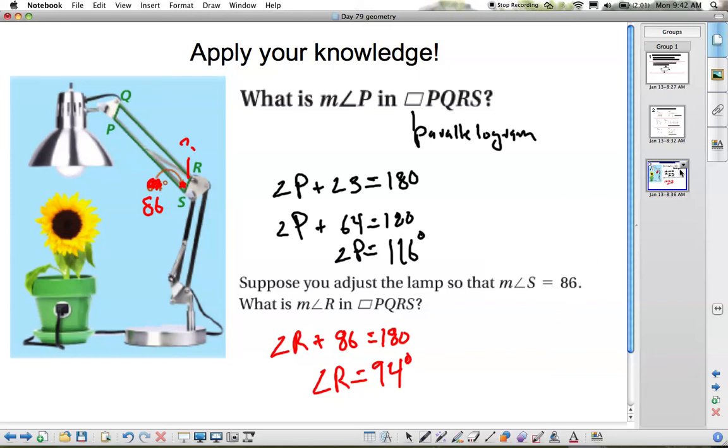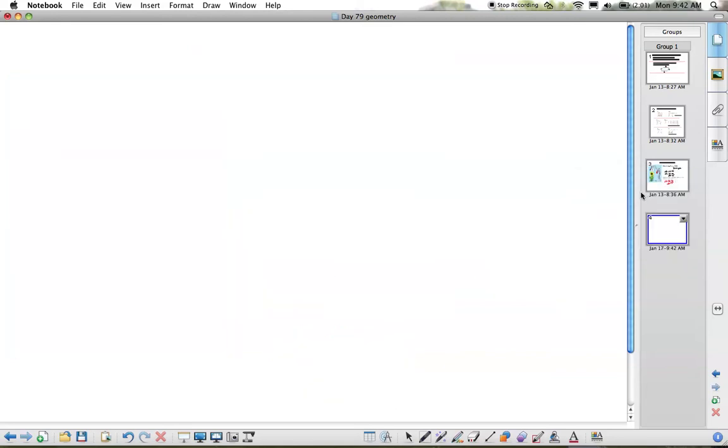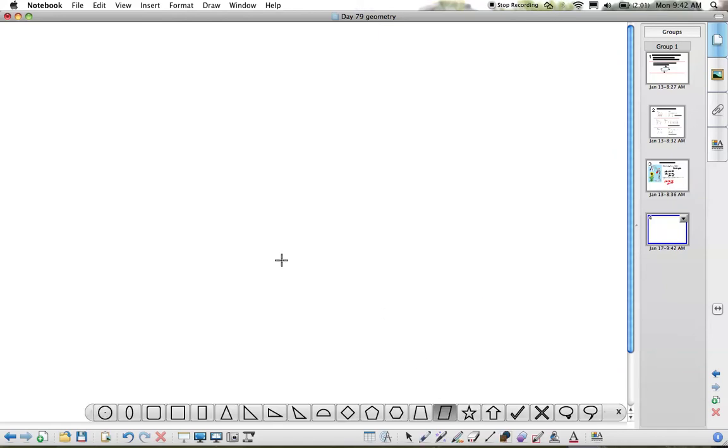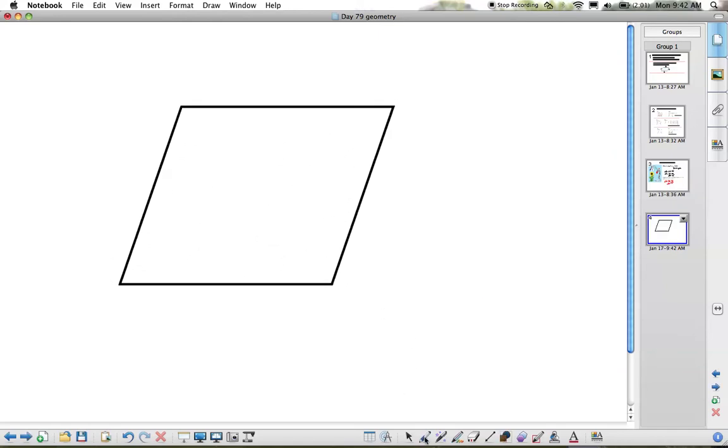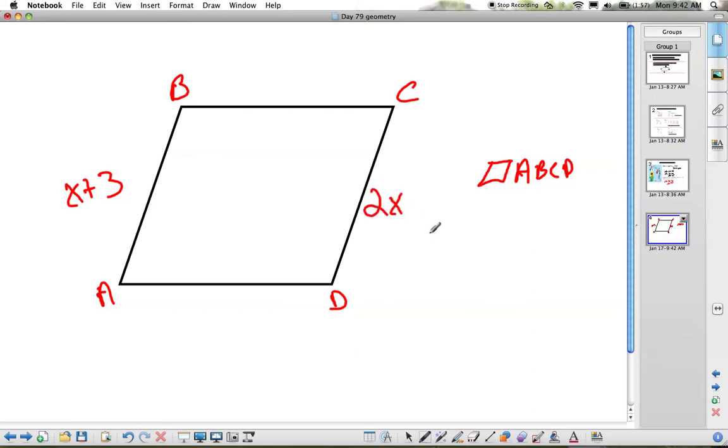We'll do another example with sides. I'm going to draw a parallelogram. I'm going to call the vertices A, B, C, and D. ABCD is a parallelogram because I gave you the symbol. If I give you x plus 3 and 2x minus 5, I would like to solve.